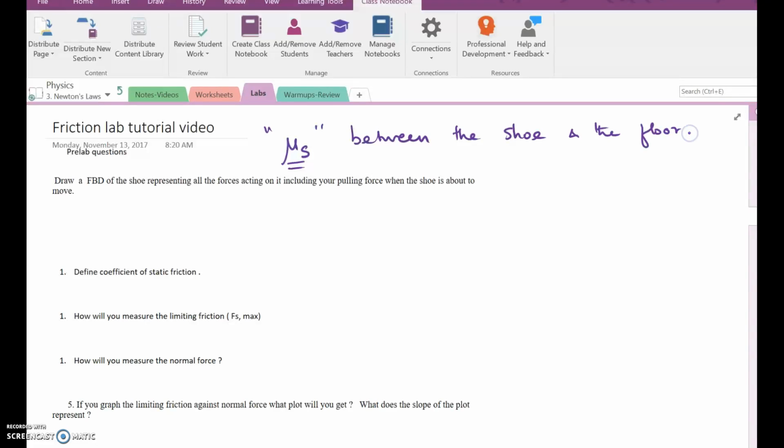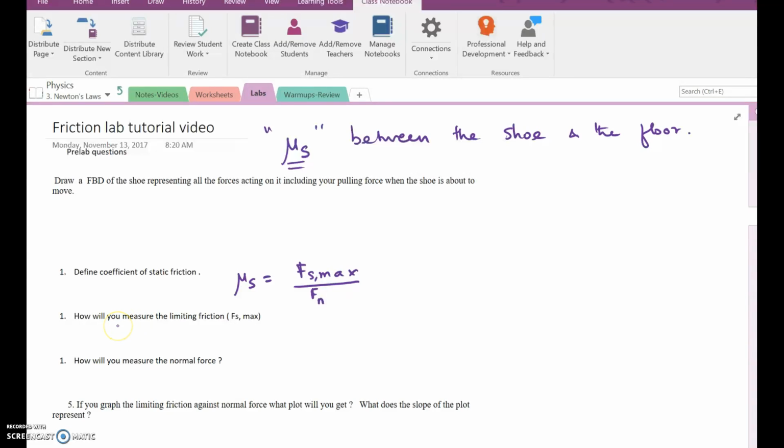So let's start with defining coefficient of static friction. We know that mu s is a ratio of Fs max over Fn. Fs max is the limiting friction, and Fn is the normal force. So if we can measure limiting friction and the normal force, then we could find this ratio, which will give us the coefficient of static friction between the shoe and the floor. So the question is, how will we measure the limiting friction?